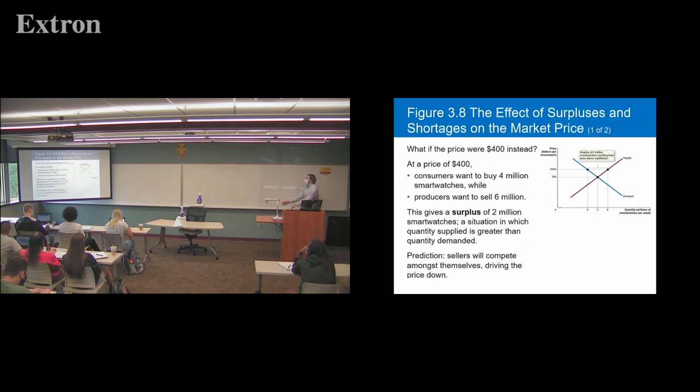So here's a look at a firm pricing a good too highly. Let's say $400 when the equilibrium price is $350. You end up with a surplus of smartwatches. At $400, it'll be worth it for the firms to make 6 million smartwatches, more than the equilibrium quantity.